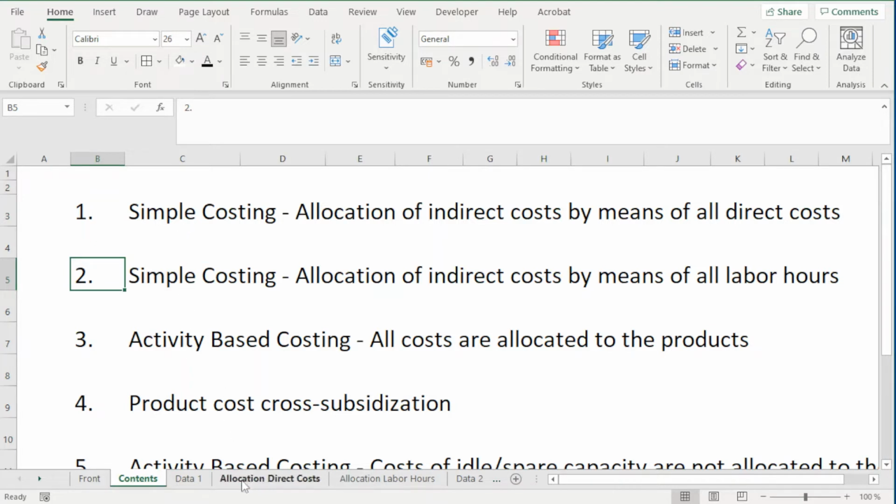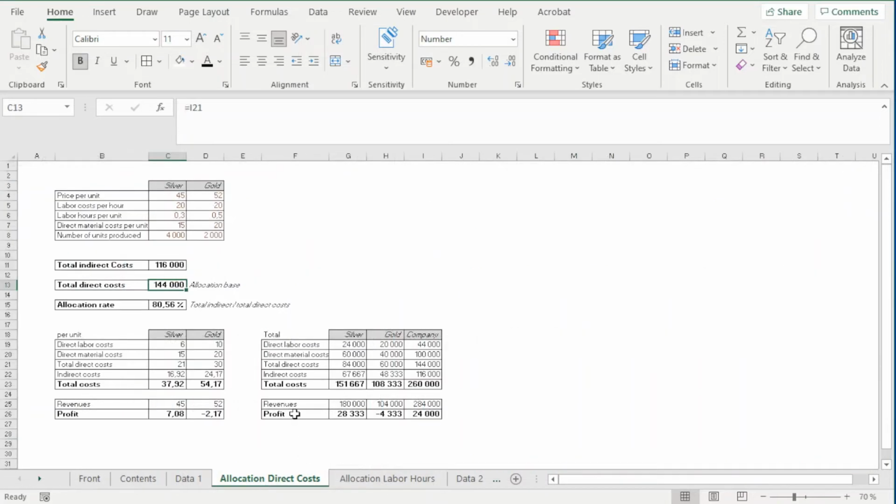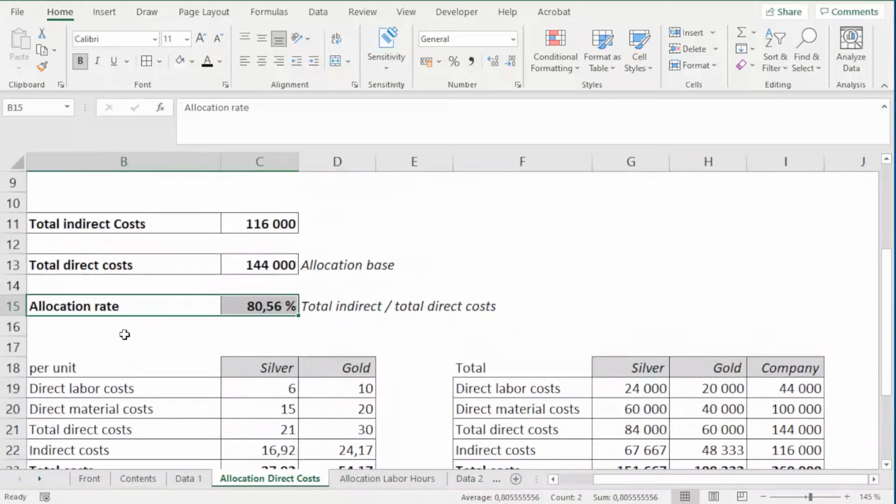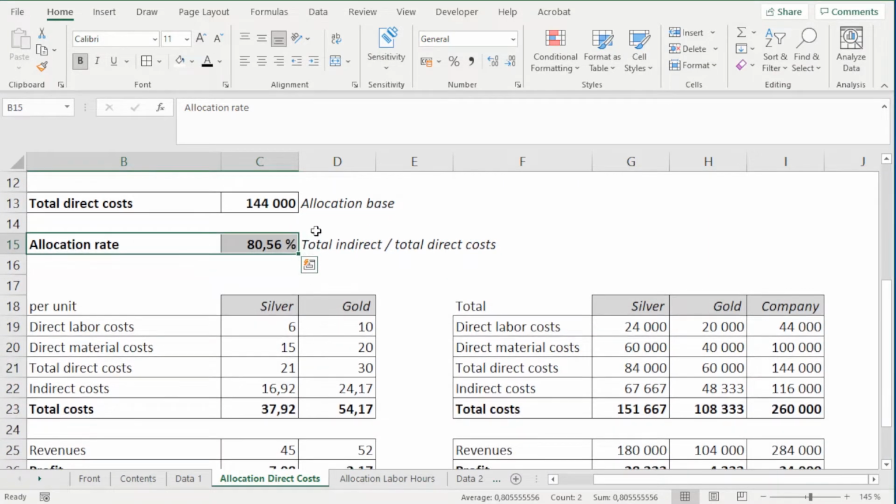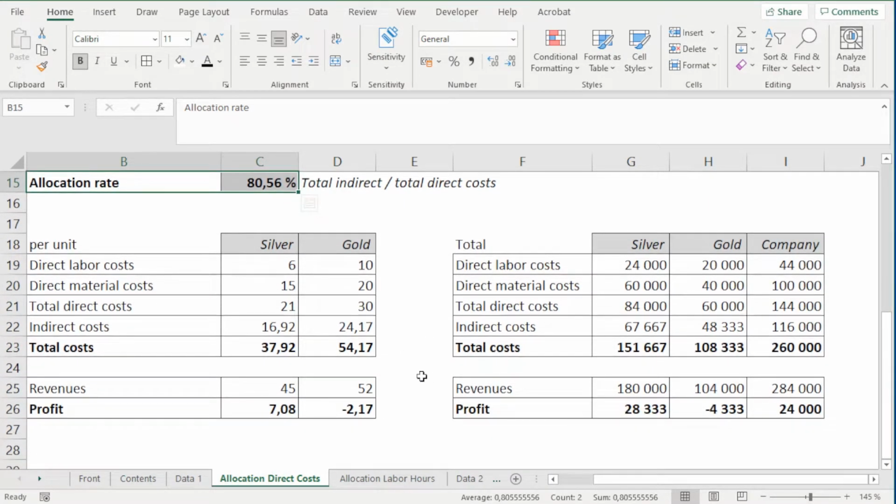So let us have a look at the calculation that we did in the last video. We departed with the information that was given, and then here we calculated, based on the total indirect costs and based on the allocation base, which are the total direct costs, an allocation rate, and we used this allocation rate in order to distribute or allocate the indirect costs to the products.